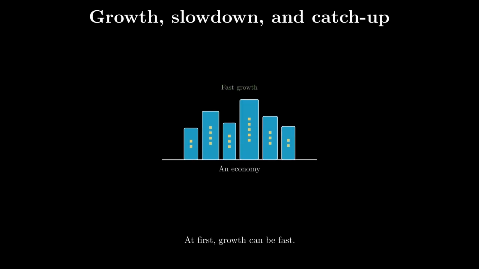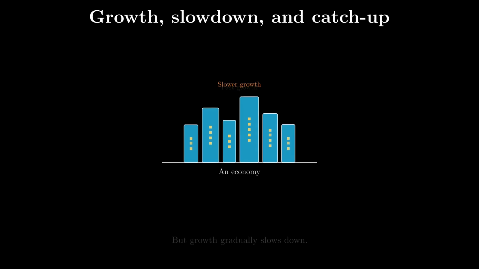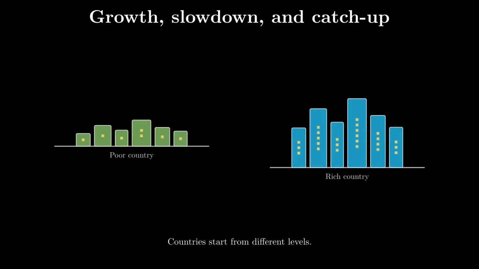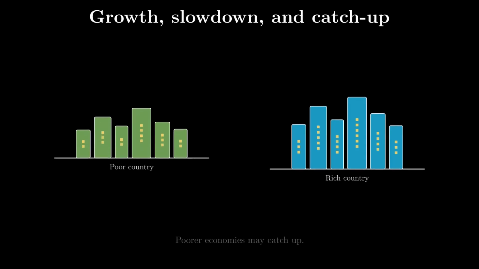First, an economy may grow quickly when it starts with little capital. However, as it accumulates more and more capital, the same extra investment adds less and less. Second, countries do not all begin at the same level. A poor economy may grow faster, not because it is magically better, but because it is further away from its long-run position.